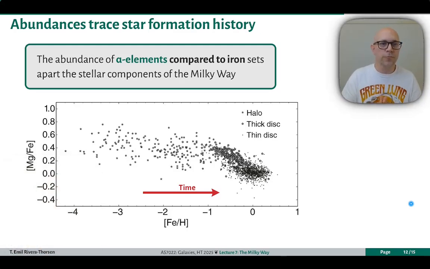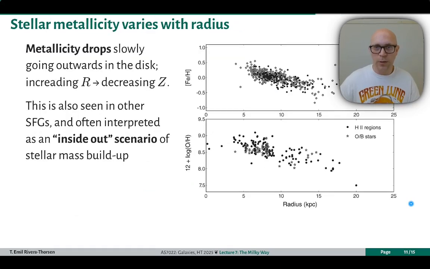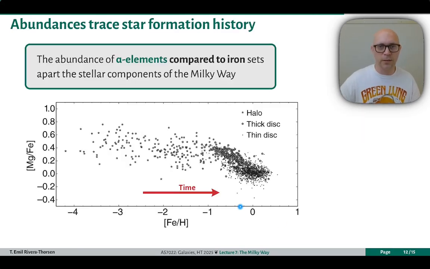We can also use relative abundances to trace the star formation history. In the last one, we looked at the absolute abundances of iron or oxygen compared to hydrogen. But we can look also at relative abundances of so-called alpha elements to iron and take a look at how that changes across various stellar subpopulations in the Milky Way.